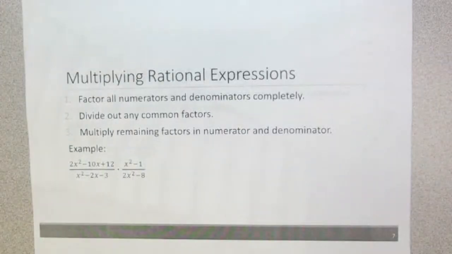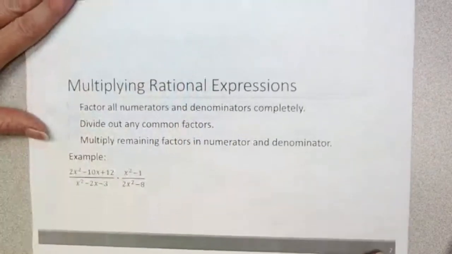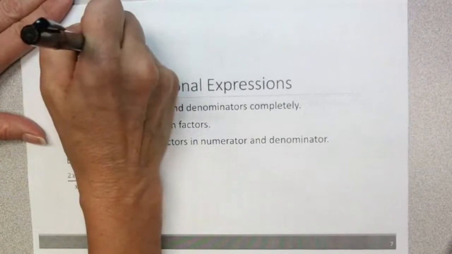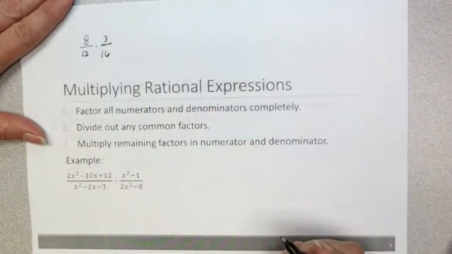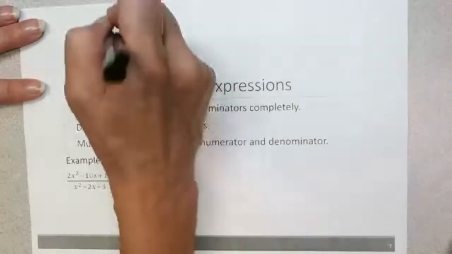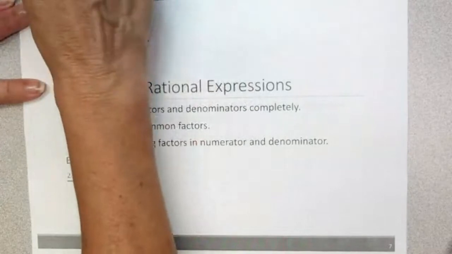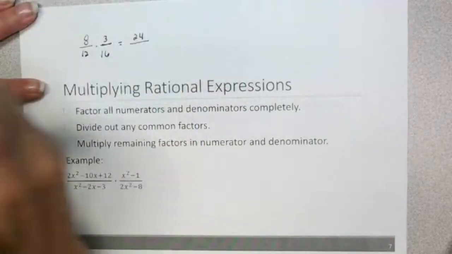When we multiply rational expressions, that is also going to be the same procedure as when we multiply simple numerical fractions, right? If we were to multiply, maybe let's say we want to multiply 8/12 by 3/16. Okay, so most of us want to just go ahead and multiply the numerators and multiply the denominators, and we can go ahead and do that. 8 times 3 is 24, and 12 times 16 is 192.